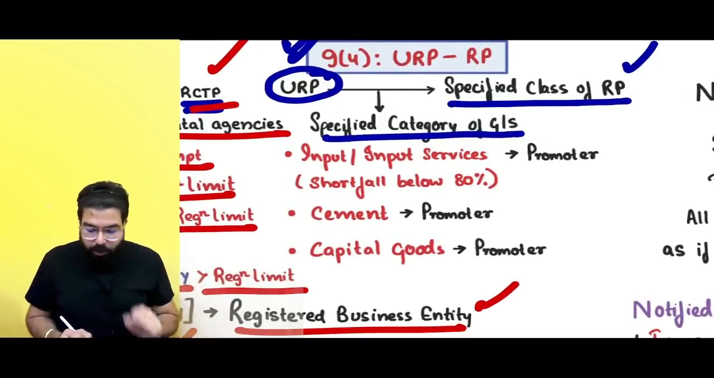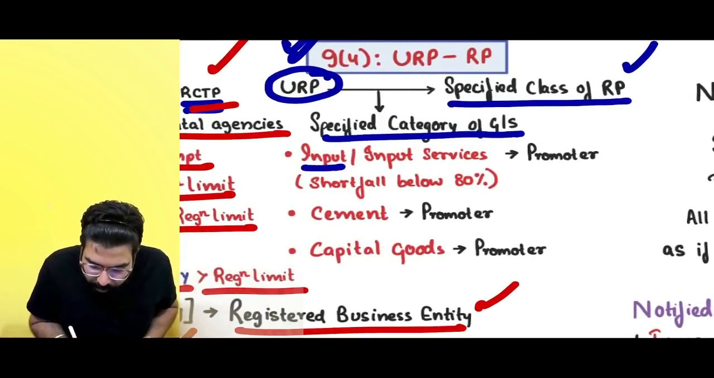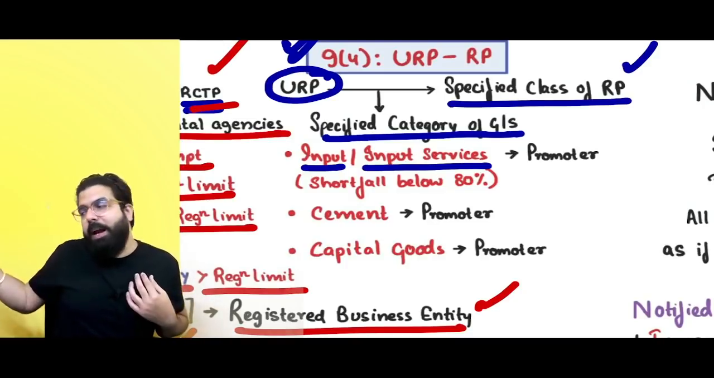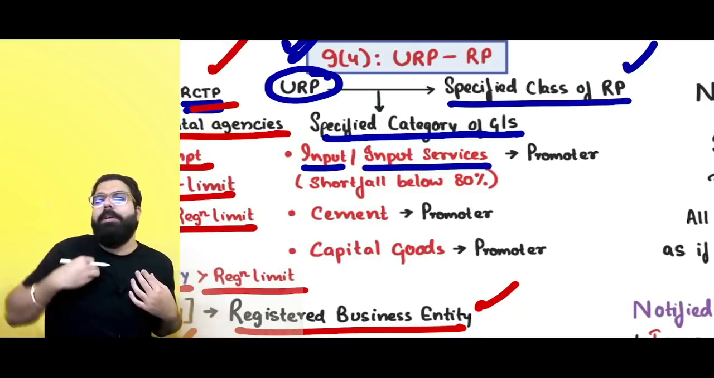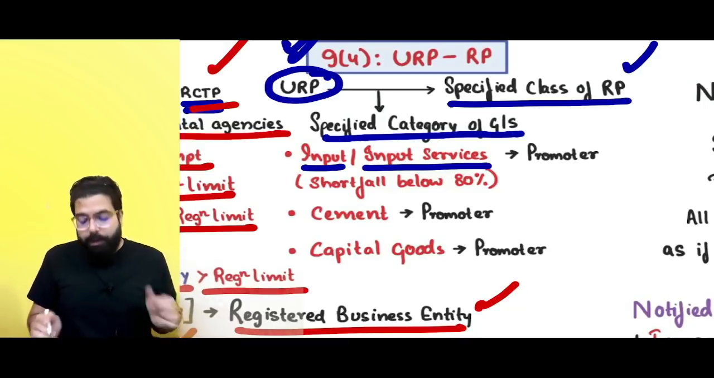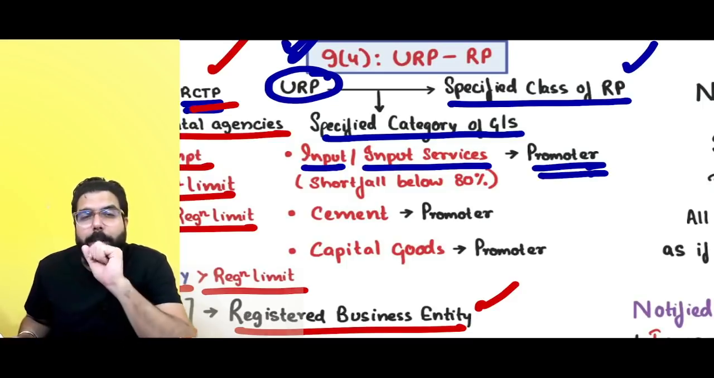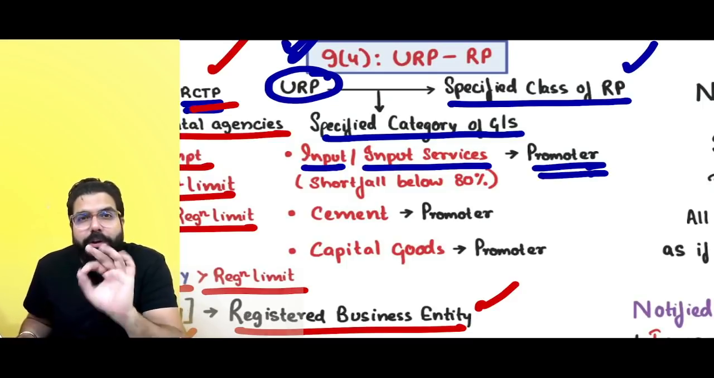Number one, everyone over here. Number one, if input and input services are being supplied by an unregistered person. Supposingly, I am a promoter, I am a builder, not a bodybuilder. I am going to build one building, and I am a promoter who is going to make a building.